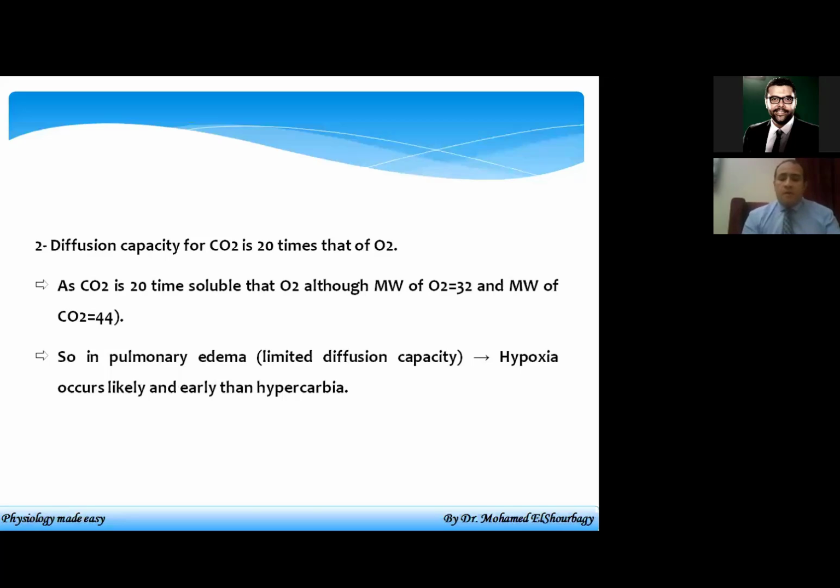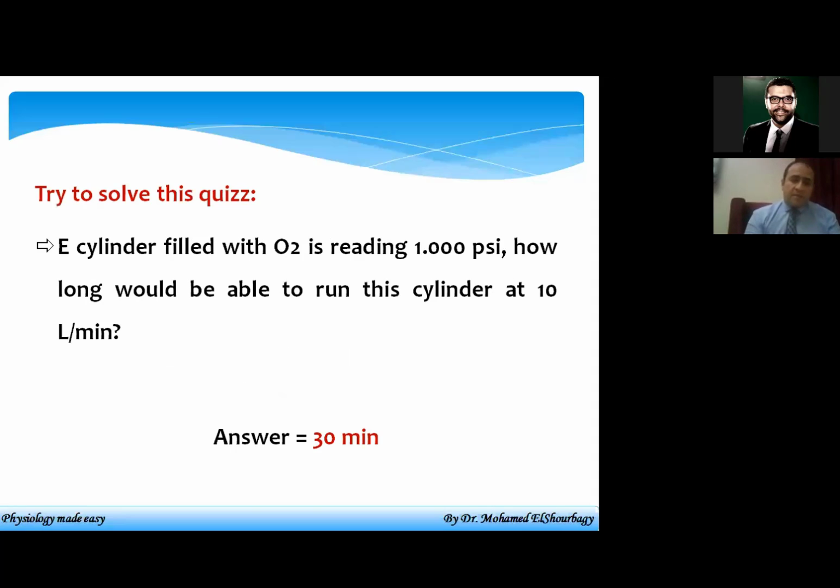Okay. The next slide, the last slide: try to solve this quiz about an oxygen cylinder reading 1,000 pounds per square inch. How long would you be able to run this cylinder at a fresh gas flow rate of 10 liters per minute? The answer will be 30 minutes.